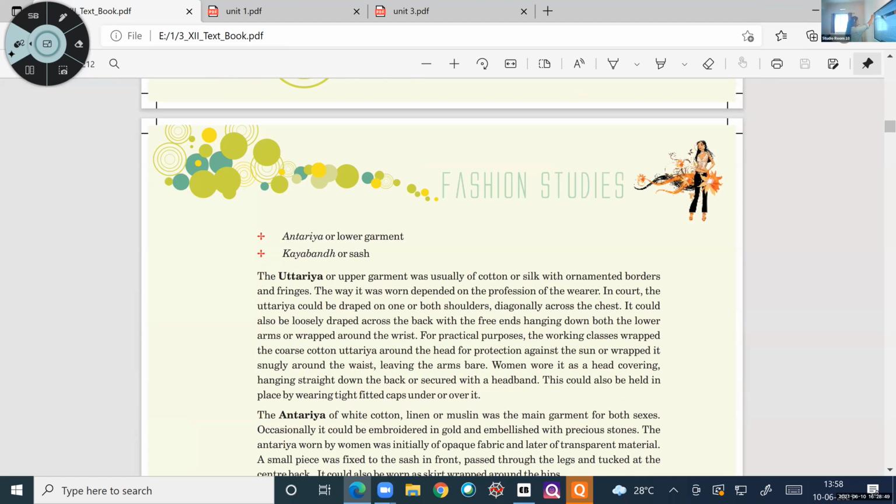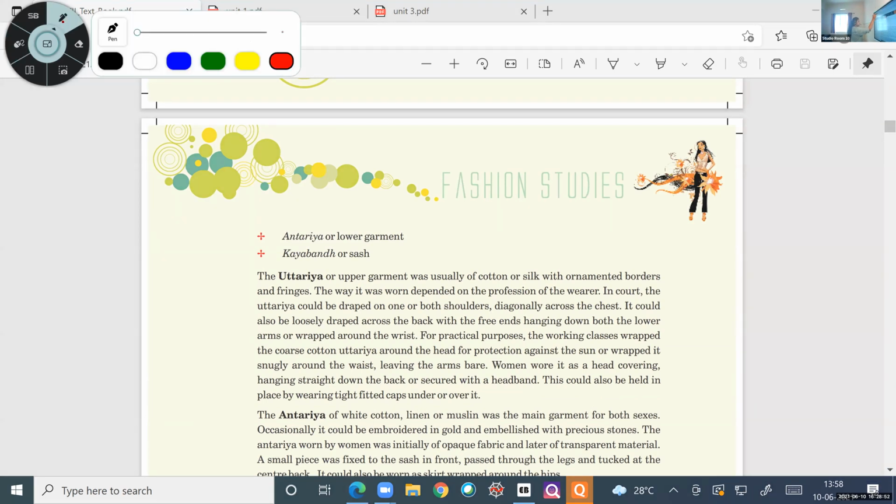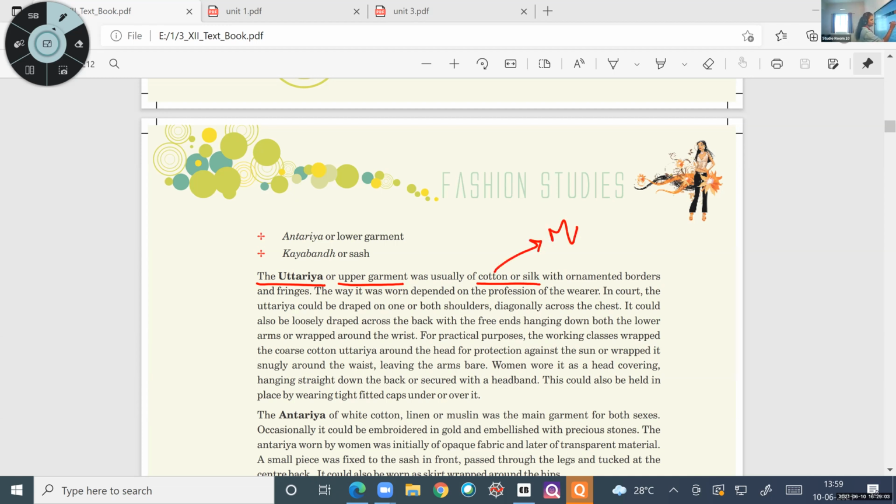So yes, we have Uttariya here. Uttariya is an upper garment, usually of cotton or silk, with ornamented borders and fringes. The way it was worn depended on the profession of the wearer.